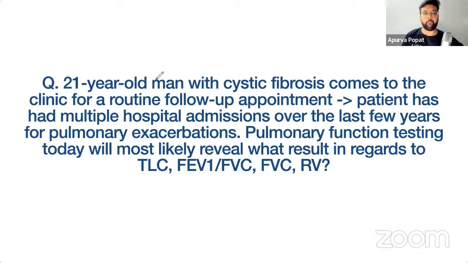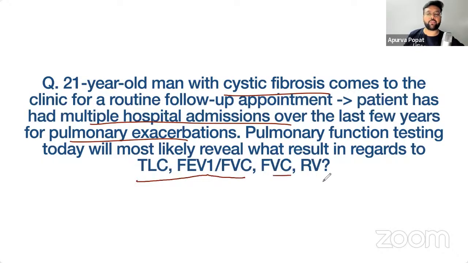A 21-year-old man is coming to you with cystic fibrosis for routine follow-up. The patient had multiple hospital admissions over the last few years for pulmonary exacerbation. They are asking what will be their TLC, FEV1 by FVC ratio, FVC, and RV. So cystic fibrosis is what kind of lung disease? Restrictive or obstructive lung disease? Obstructive. Why?